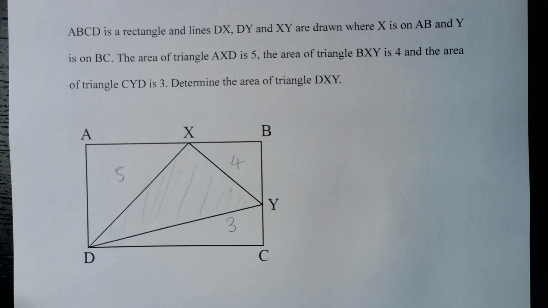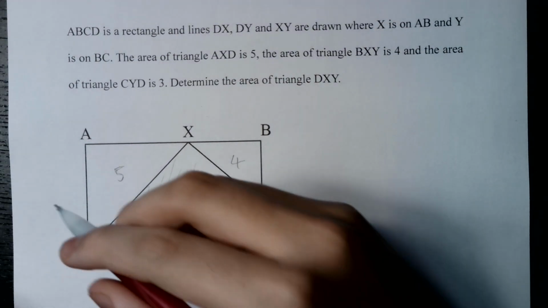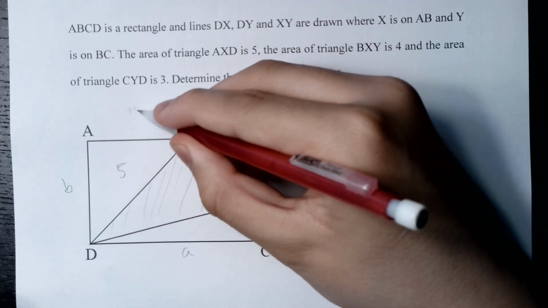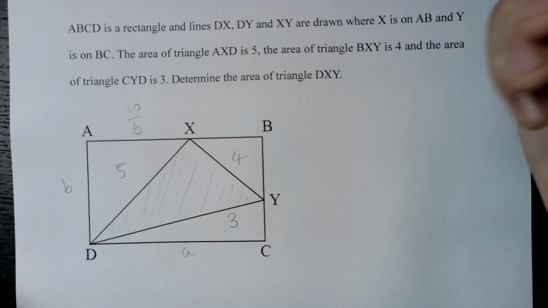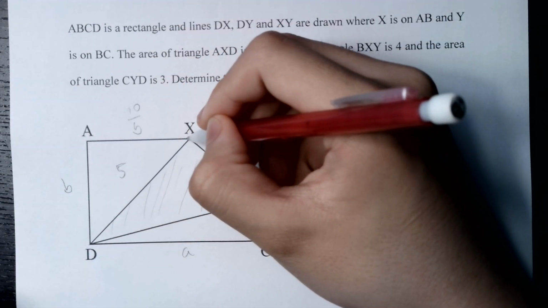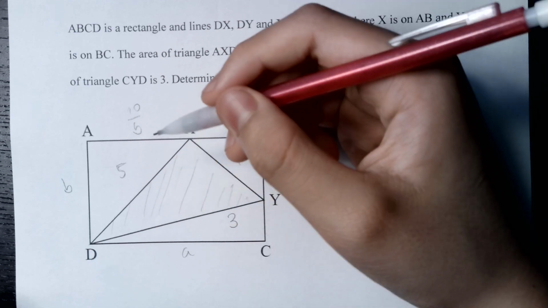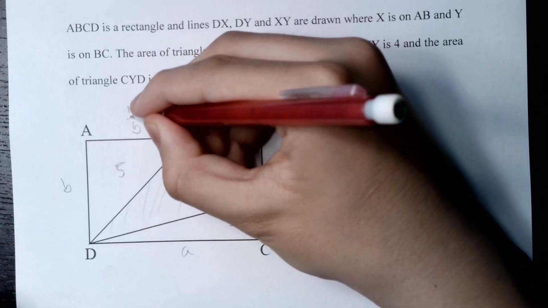And so we can see, let's label this side DC as A, and this side AD as B. This means that this side here will have to be 10 over B. Now you might be asking, why is this? Well, because this side length here, multiplied by this side length here, has to be equal to 5 times 2, or 10. And so this has to be equal to 10 over B.